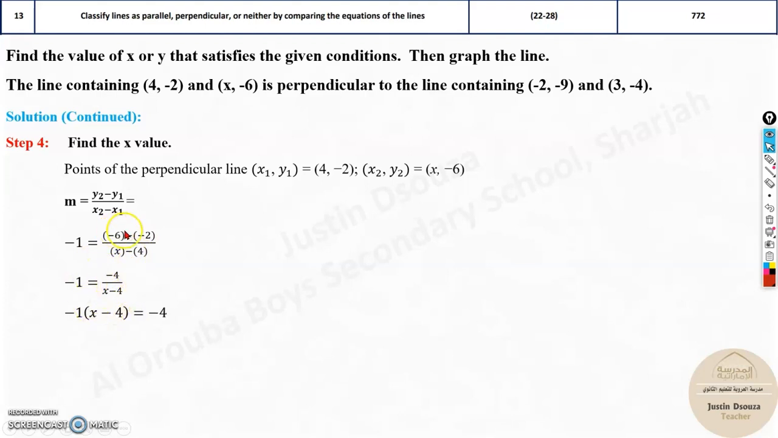This goes to the other side, this will be -4 over here, x minus 4 to the other side. Multiply -1 inside, distributive property, -x plus 4, and now take this x to the other side, bring -4 to the other side. The answer of x is over here. This much is done. Now all you need to do is graph.